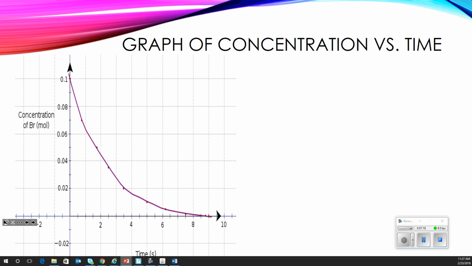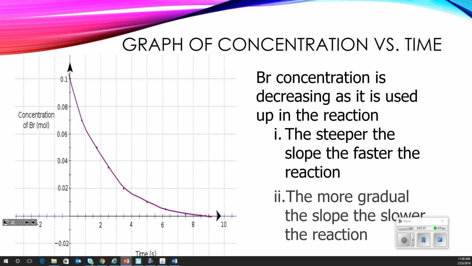All right, so we're going to talk a little bit about graphs. And as we're looking at graphs, the slope on the graphs will tell us how fast a reaction is taking place. If the slope is more vertical, that means the reaction is taking place quickly. As the slope starts to flatten out, that tells me the reaction is going slower.